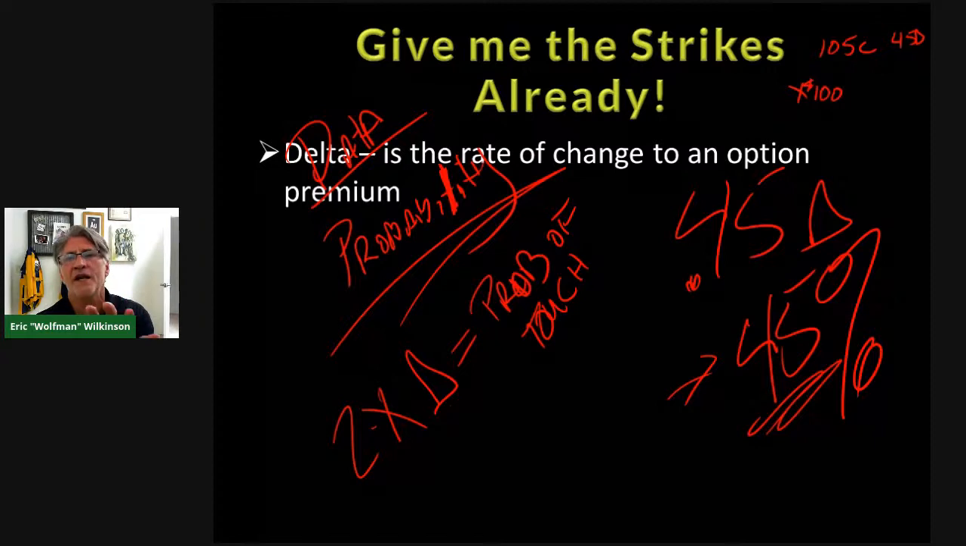Very important when you're trying to keep your powder dry, folks. When you know your probabilities of being in the money, you know your probabilities of success, you know your probabilities of being tested are twice that of the probabilities of being in the money. That helps you stay calm. And when you're a calm trader, you're staying mechanical, you are going to be much better at trading options.